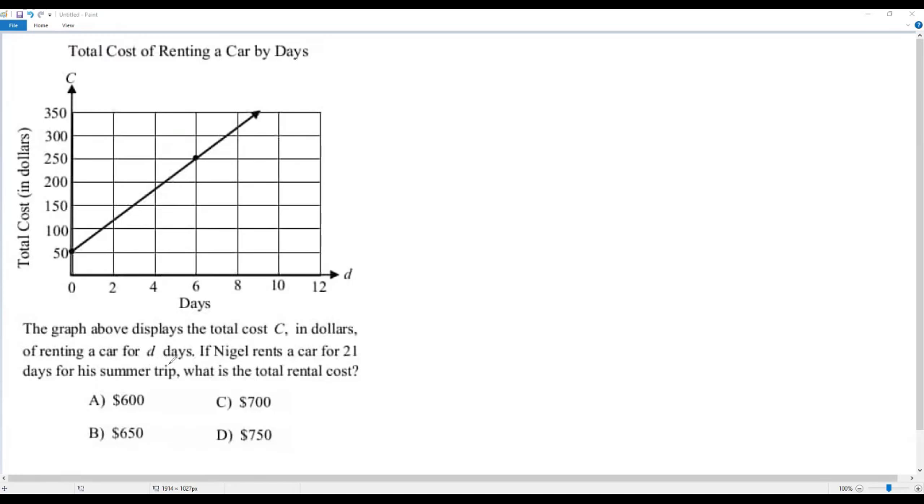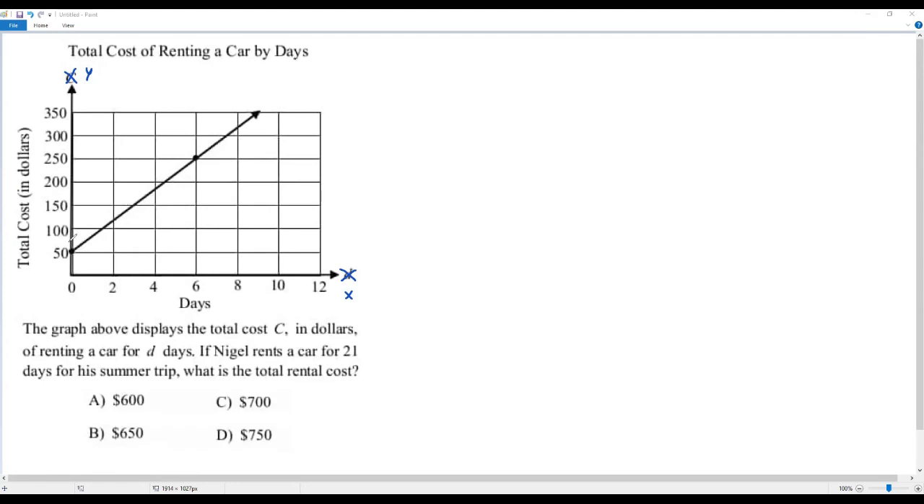Okay, to find the total rental cost for 21 days, what we have to do is get the equation of the line we have over here. So to get the equation of the line which represents the total cost, I'm going to consider x instead of d for my convenience. Let me replace this d by x, so x represents the number of days, and on the vertical axis I replace this c by y. That is, y represents the total cost.